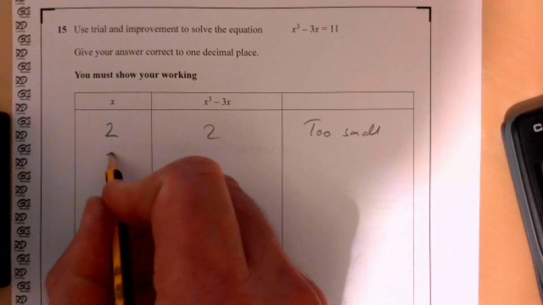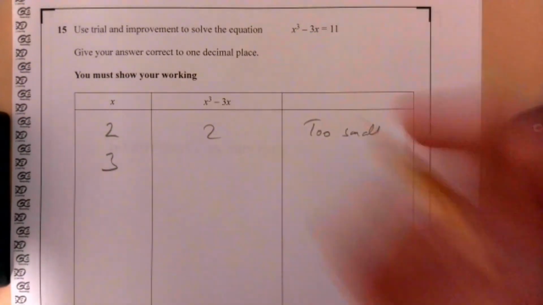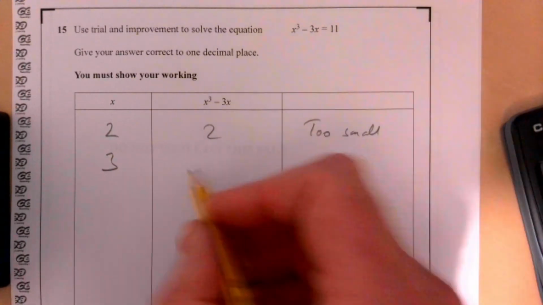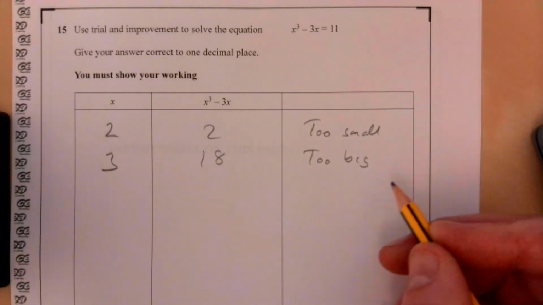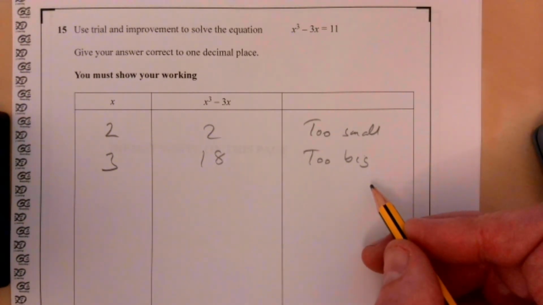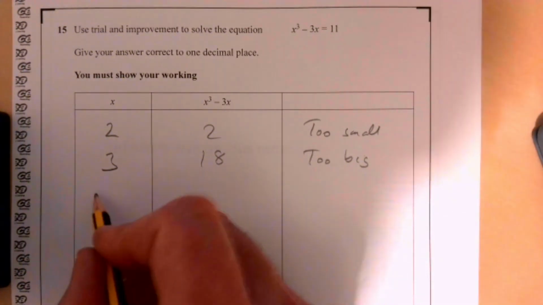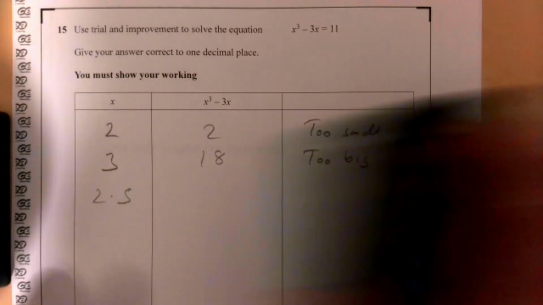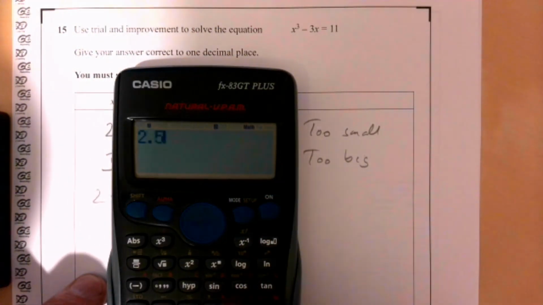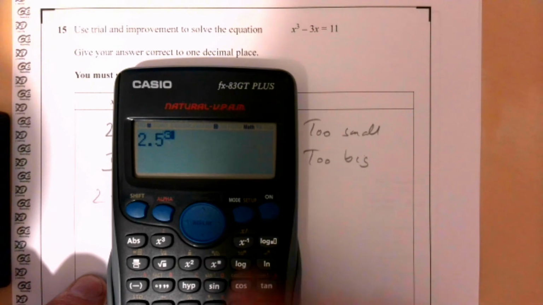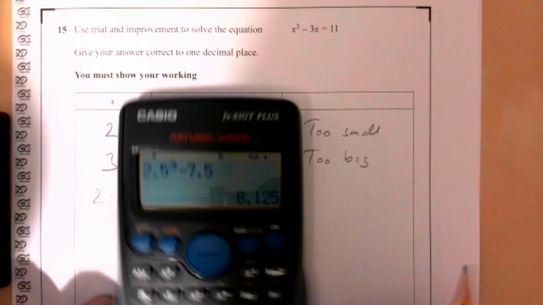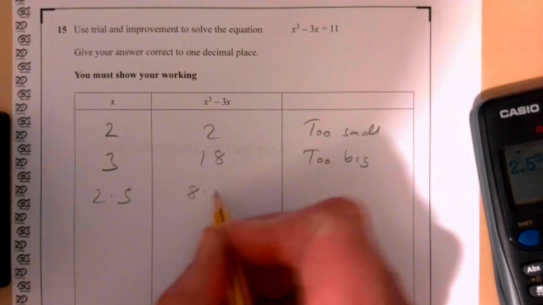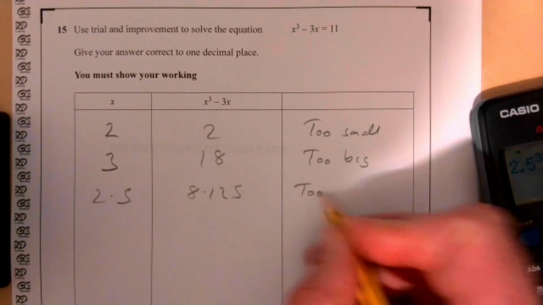So we try a bigger number, so we'll try 3. 3 cubed is going to be 27, take away 9, that's 18. So that's going to be too big, so we need to try numbers in between. So let's try 2.5. Going to need the calculator now. 2.5 cubed, take away 3 times 2.5, gives me 8.125. So that's too small.